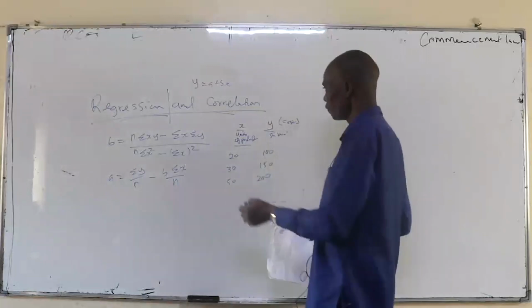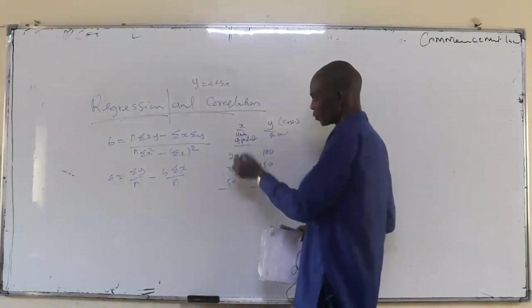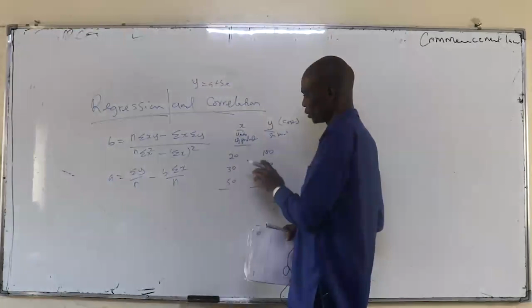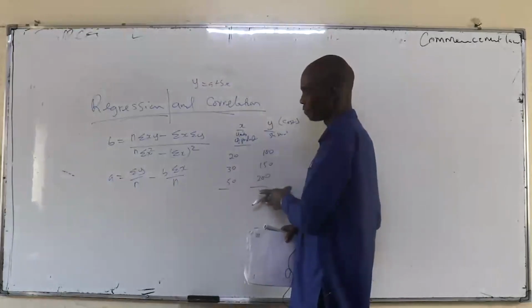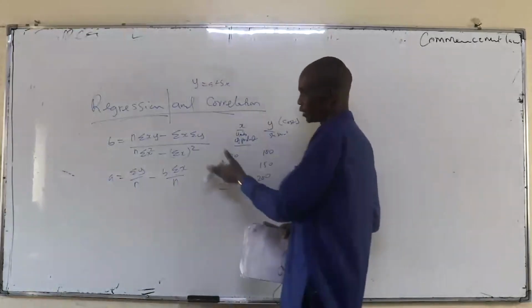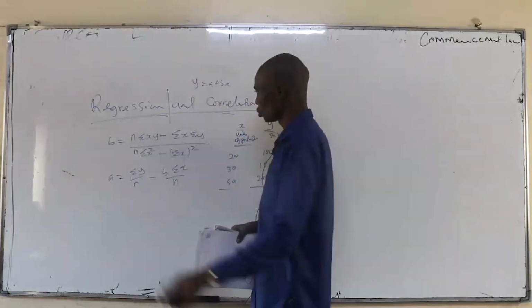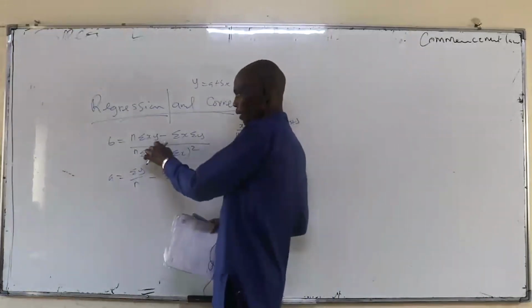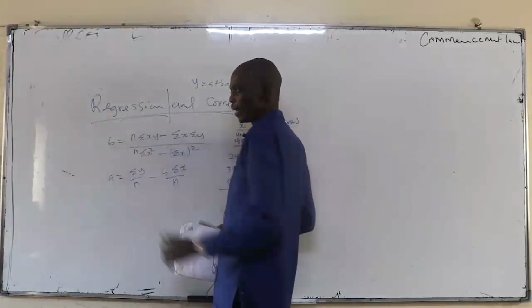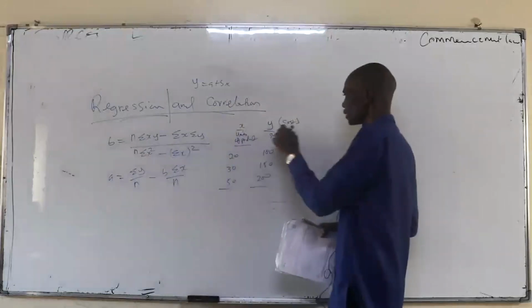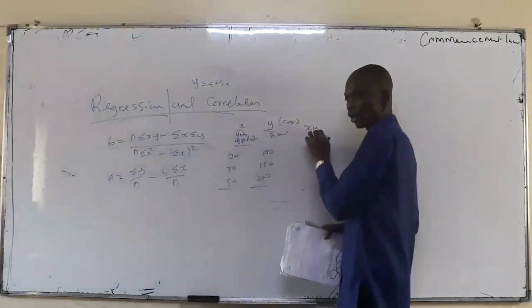So you have your values there. What values you are going to get finally will be dictated by the two formulas that you have there. You can see we need xy for us to be able to get b. We need xy, and this is x and this is y. It means we must have a column of xy.